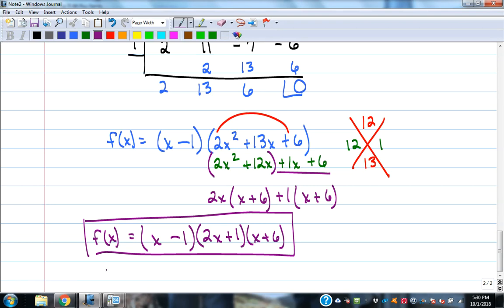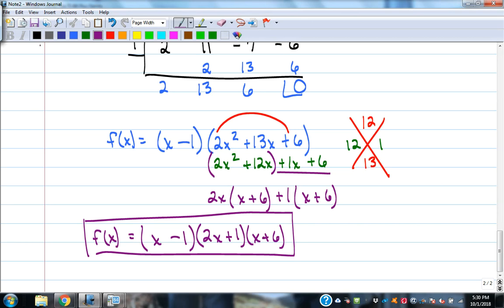If I set each factor equal to 0, I'm going to find the zeros. We already know what they are because we saw the graph crossing the x-axis there, right? We saw it crossing at 1. This one, what's that one going to equal if you set it equal to 0? Negative 1/2. This one's going to equal negative 6. We saw those on the graph. So here we have the factored form. We get the zeros. All that is included out of that.